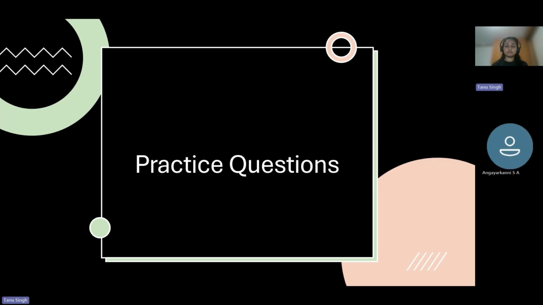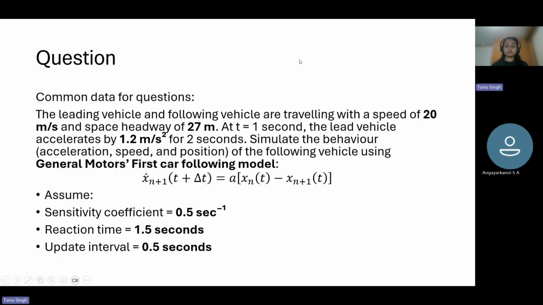Okay, since there's no doubt, we'll start with the practice questions. This is the common data for some of the following questions. The leading vehicle and the following vehicle are traveling with a speed of 20 meters per second and a space headway of 27 meters.